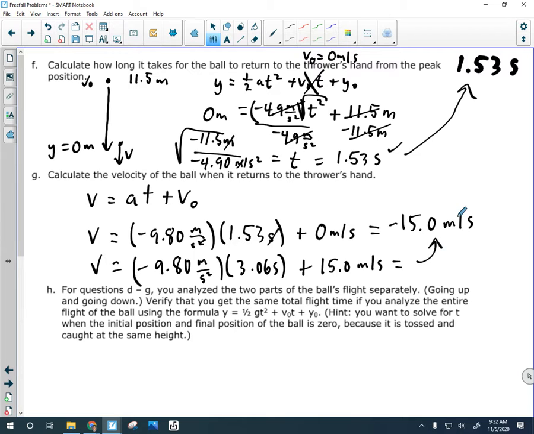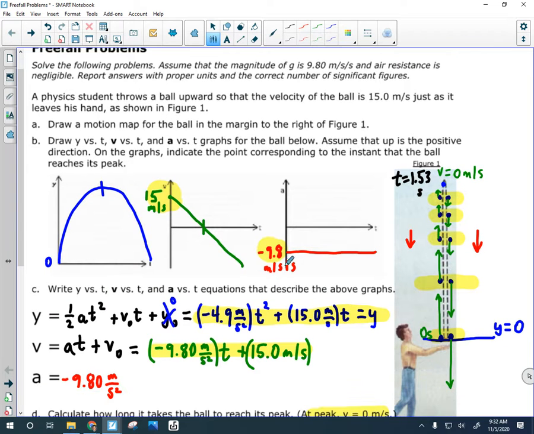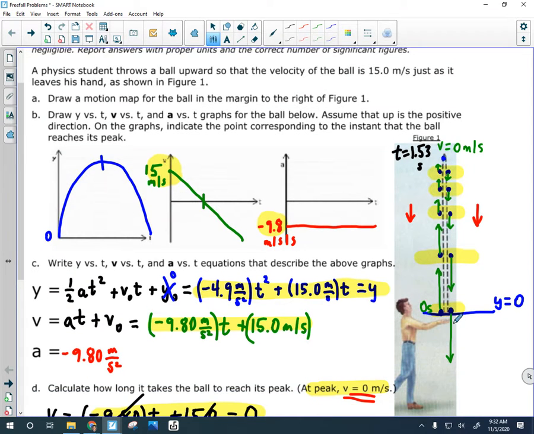Yep, I'm glad you asked that question. It's a perfectly valid way to solve that. Again, due to symmetry, that's what we expected, right? If it's 15 meters per second of launch upward, the downward speed at catch should be the same.